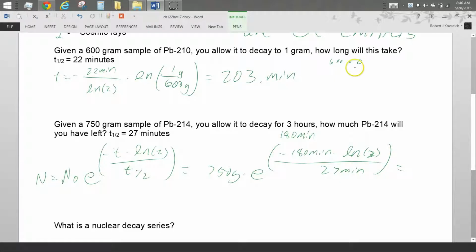That's the beginning. And then you could go 22 minutes, and then what's here? 300. And then you could go 44 minutes, and then what's this? 150. And then you could go 66 minutes, 75. And you could go 88 minutes. What is it? 37.5. And you could go on 110.